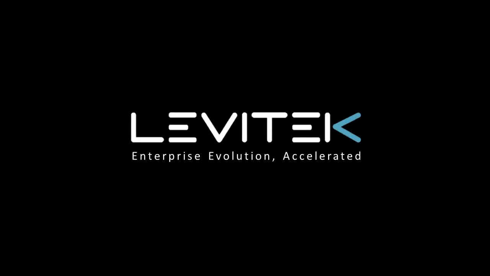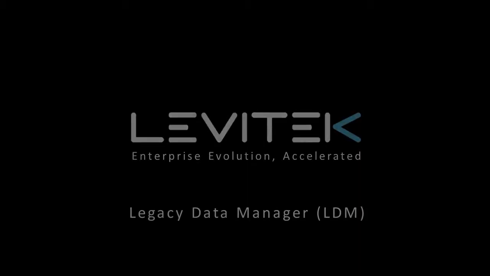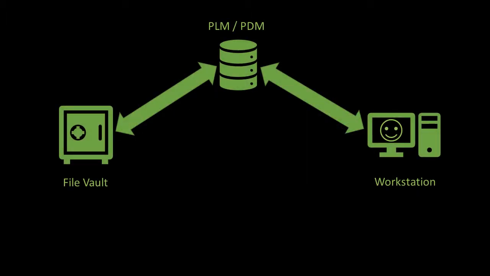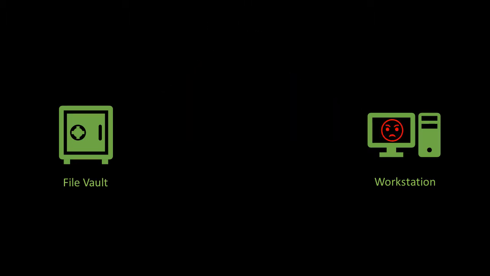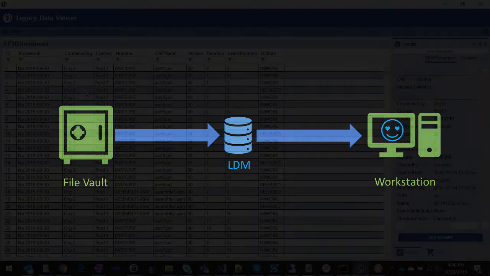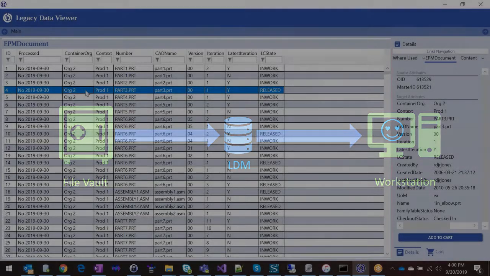In this demo, we are reviewing key features of the Legacy Data Manager product, also known as the LDM. The purpose of the LDM is to maintain the ability to access and retrieve content from a legacy PLM or PDM system's file vaults after that system has been decommissioned. It allows users to browse the attributes and relationships of the PDM data and retrieve PDM content files to a local disk with the file references intact.